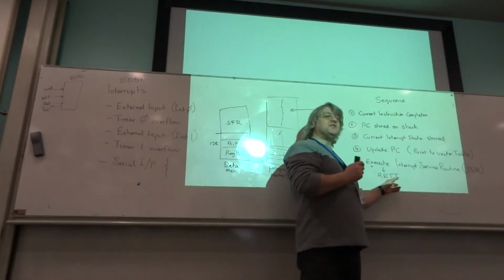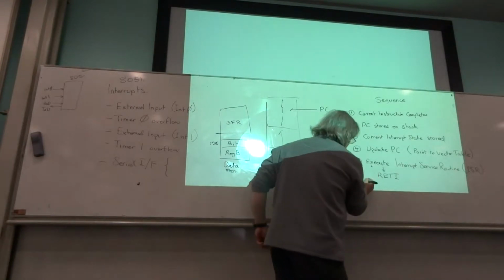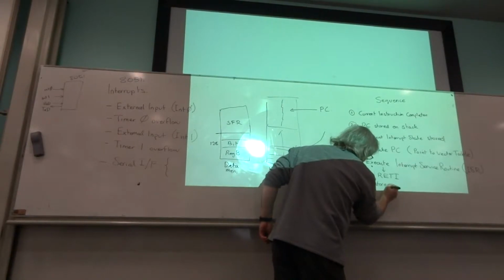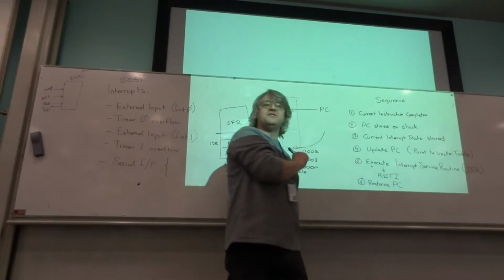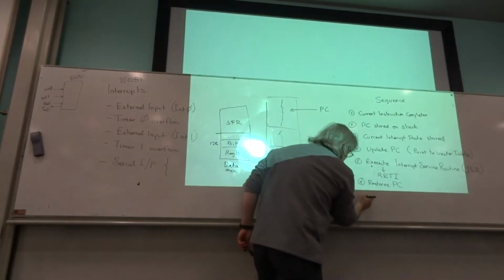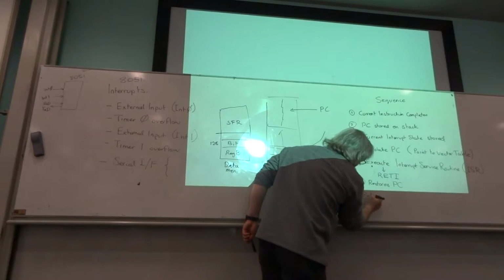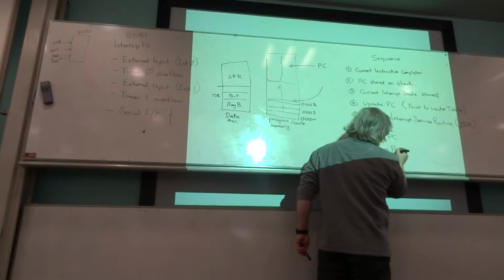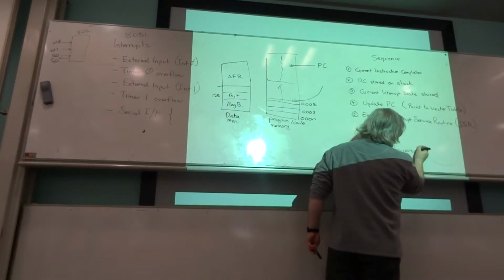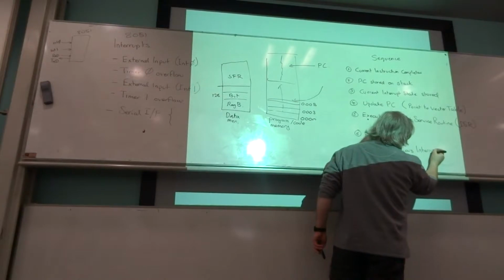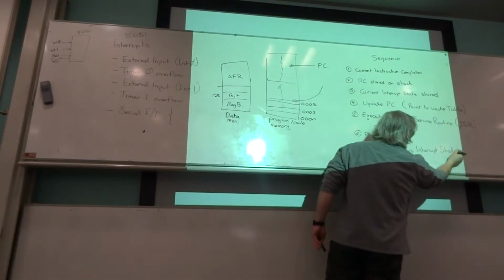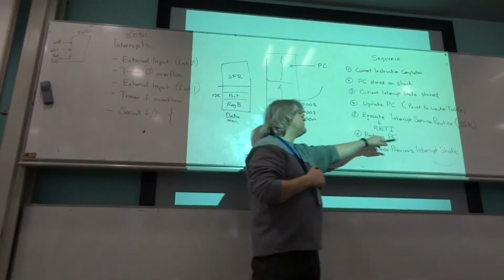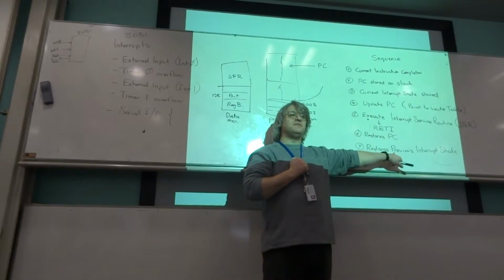The reti does pretty much the same as a ret instruction. It restores the program counter to the value that you had on the stack, so it's popping the stack, and it also restores the previous interrupt state. That's the difference between a reti and a ret. As well as storing the program counter, it's restoring the previous state of the interrupt.